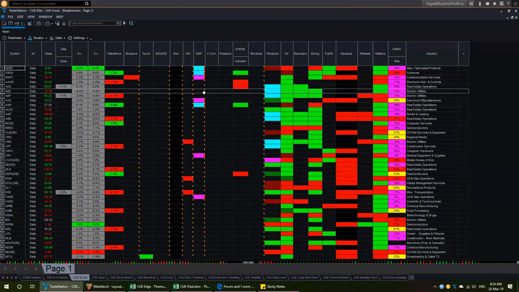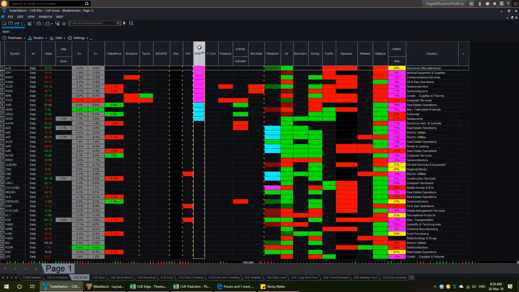The market is indecisive, but Russell 2000 is looking weak. Let's look for shorting opportunities. We can double click on any column to sort by that column. I double clicked on GWF and I'm going to look at these stocks with magenta color under GWF to see if we have any shorting opportunity there. Let's look at them one by one.